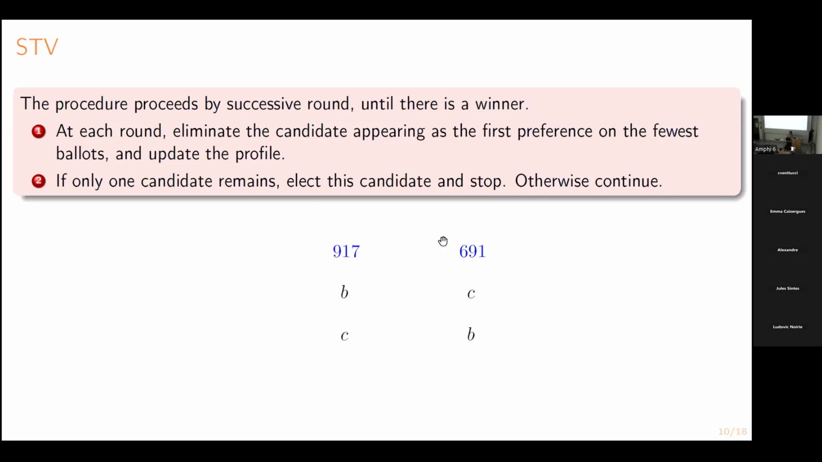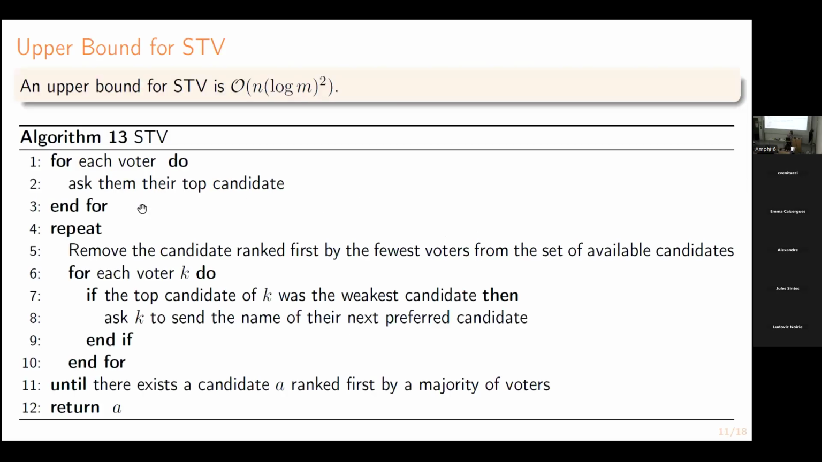Okay. So now for the upper bound, again, the proof consists in designing a communication protocol. You can still do the general approach, right? To communicate the ranking, then someone does things and you end up with the result, but you can actually do slightly better. So here is the procedure proposed in the paper. For each voter, you ask them their top candidate, and until there is a candidate ranked first by the majority, you just repeat the operation that I detailed previously.